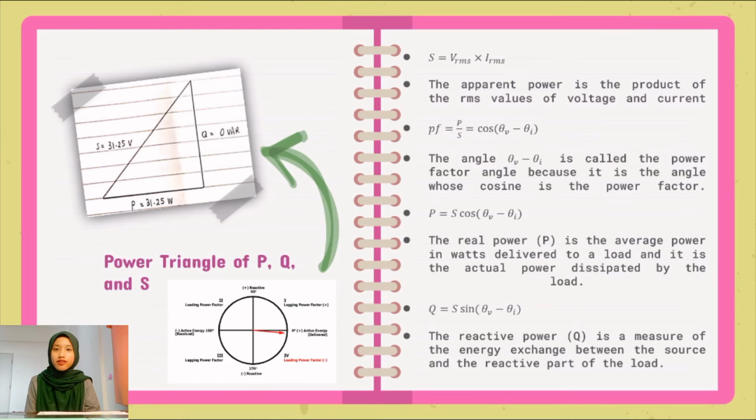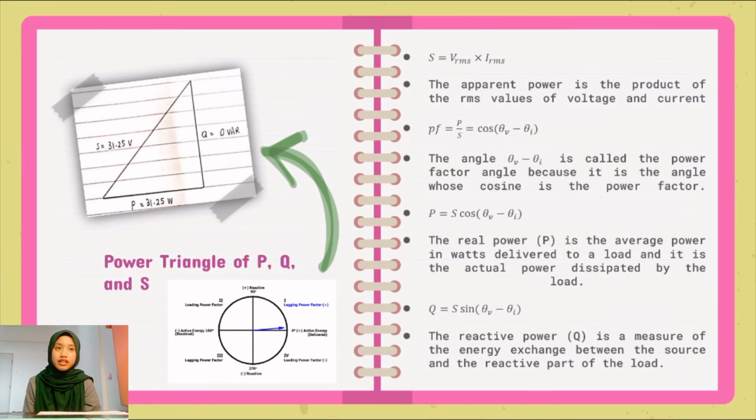To find the real power, which is P, we need to find the power factor first. To find the power factor, we use P over S, which equals cos of theta voltage minus theta current. The angle theta voltage minus theta current is called the power factor angle because it is the angle whose cosine is the power factor. So the power factor value from the circuit is 1. Then we can find the real power, P, which equals S cos of theta voltage minus theta current. The real power, P, from the circuit is 31.25 watt.